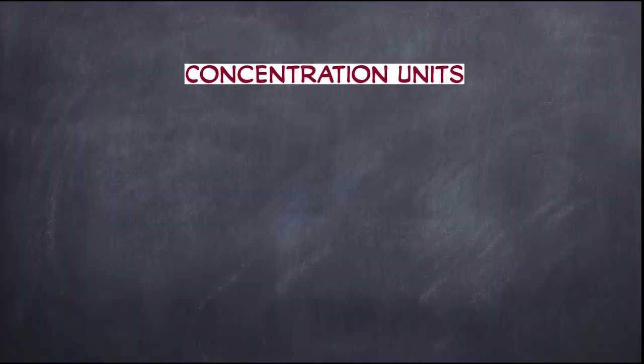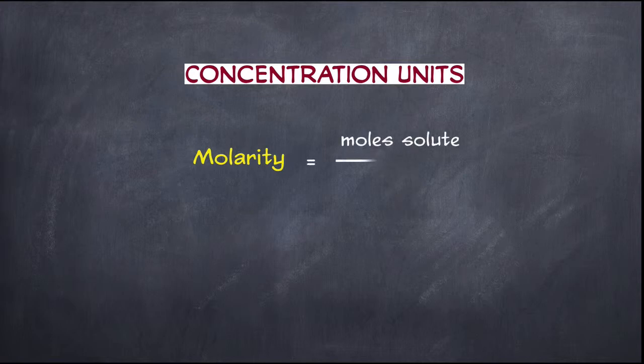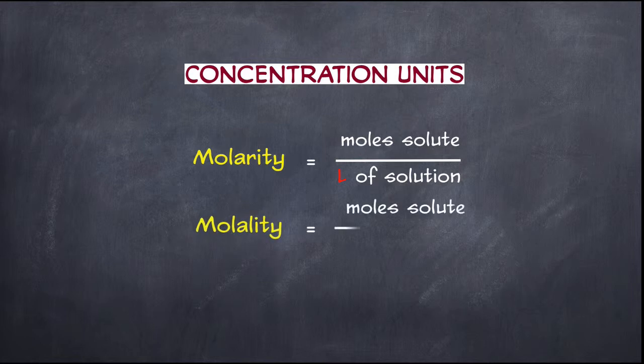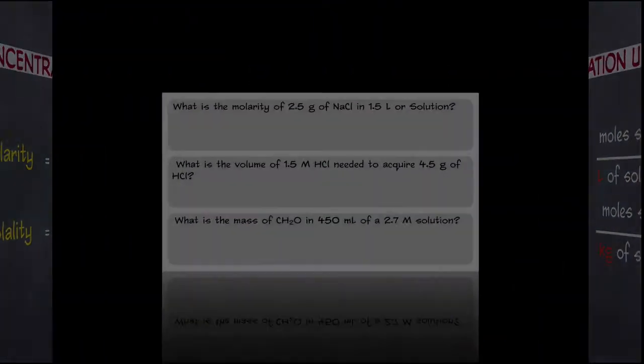Now, the two concentration units that we'll be using today, one is molarity, and molarity is defined as being moles of solute over liters of solution. It's a volume-based unit. Molality is defined as being moles of solute over kilograms of solvent. It's a mass-based unit. And notice the difference. Molarity, it's liters of solution. That's the solute and the solvent together. Whereas in molality, it's the mass of the solvent by itself. Let's go ahead and get started.